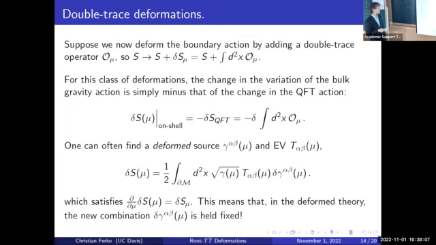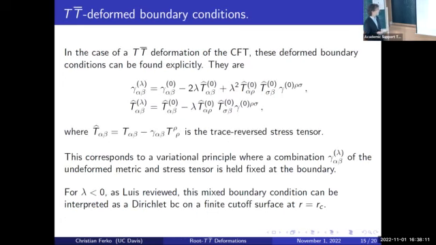So I'll give you an explicit example of that for the regular TT bar. This is known. This is some work by Monica Guica and Ruben Monten. In that case, if you TT bar deform the boundary theory, you can find an explicit expression for the metric, and in this case, the trace reverse stress tensor. It's just easier to write the solution in terms of the trace reverse T.